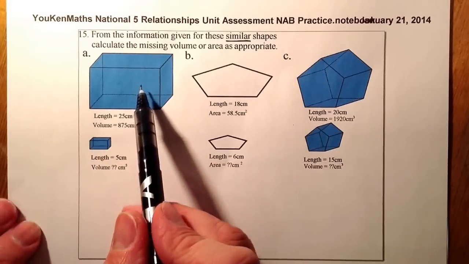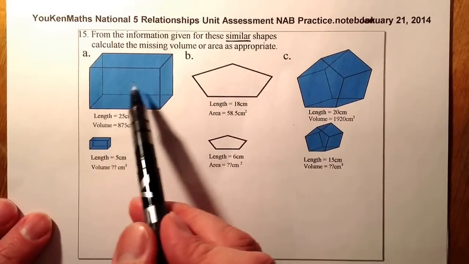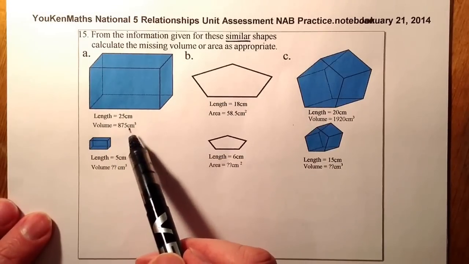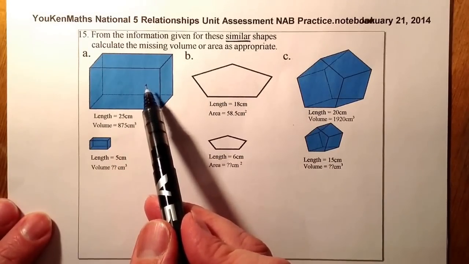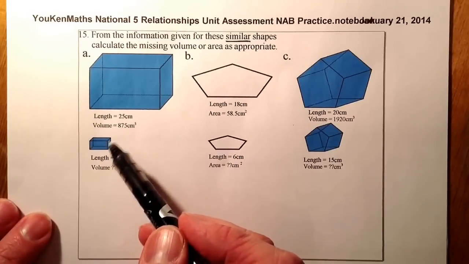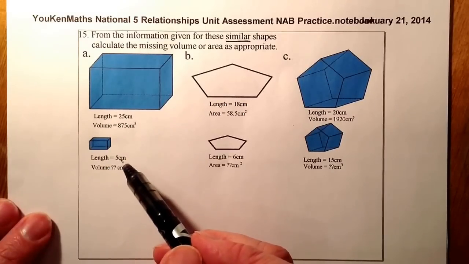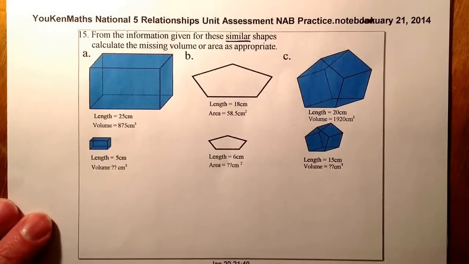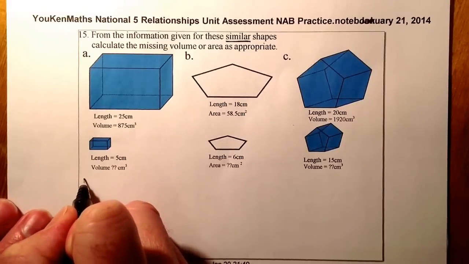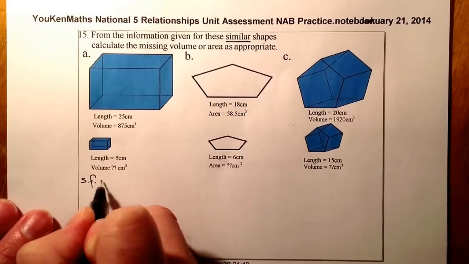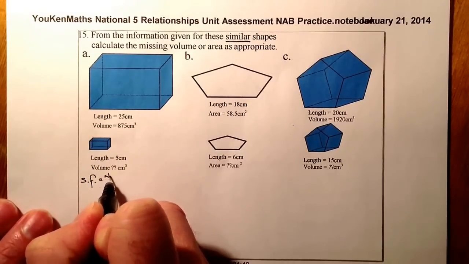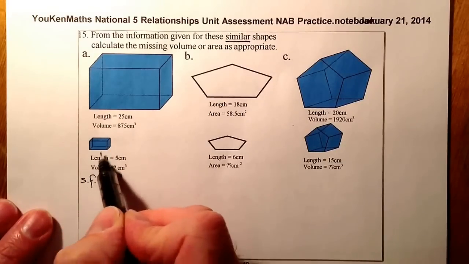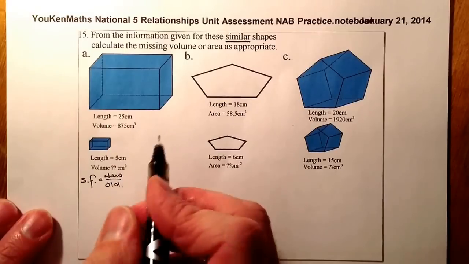So what I've got is a large cuboid. I've got the length of one of the sides, and I've got the volume of the cuboid, so it's a volume question. I've got a smaller one here, so it's shrunk in size, 5 centimetres, and I've got to work out the volume. So with this type of question, what we've always got to do is work out the scale factor. So remember, the scale factor is equal to the new over the old. And I always see the new as being the one that I'm trying to work out. So this will be the new one here.